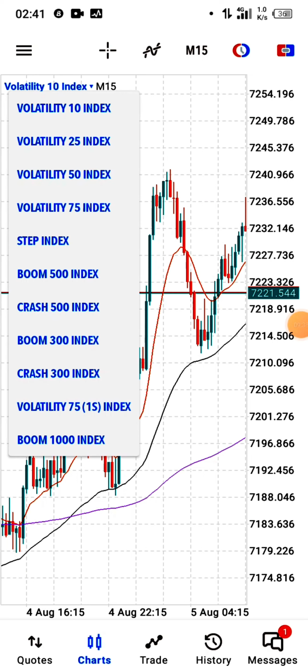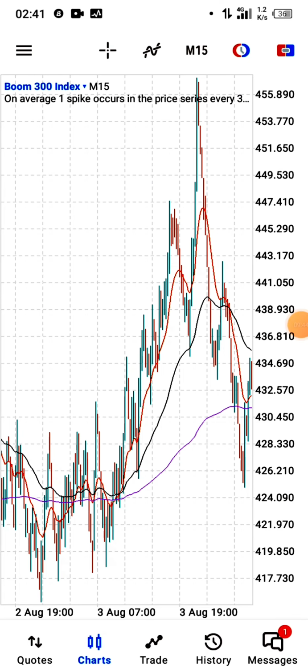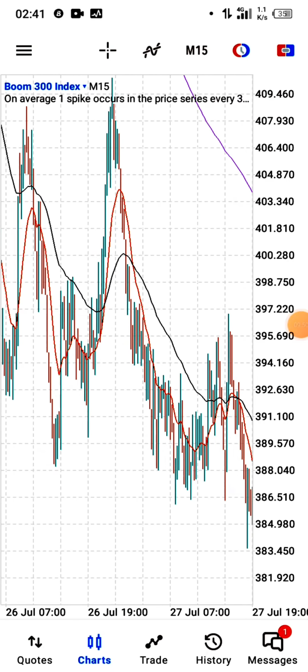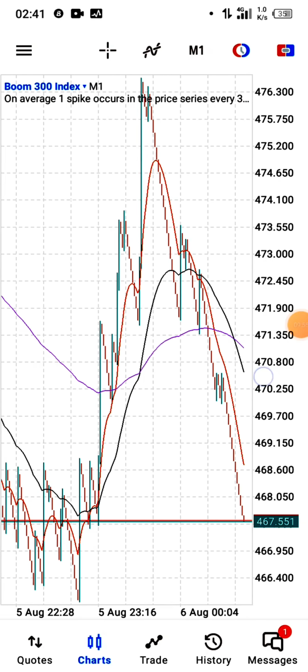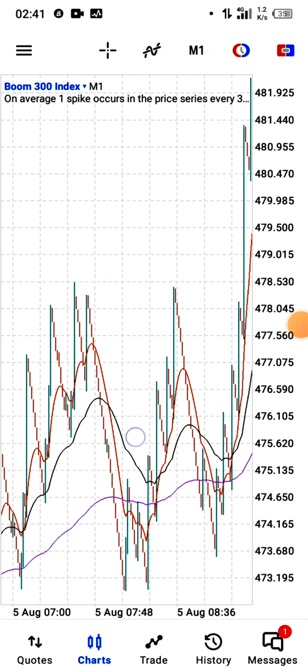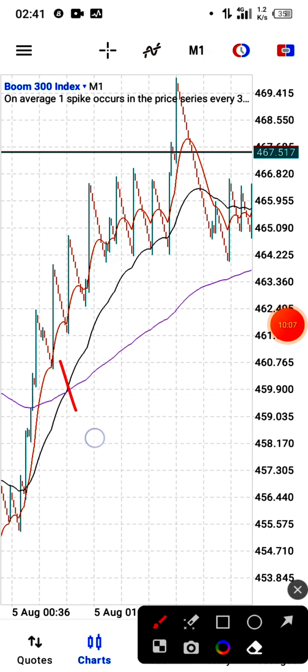Now let me go to Boom and Crash so that I can show you how this strategy works. For Boom and Crash, it's essentially one and the same thing again, but I just wanted to show you how you can catch spikes using this strategy. So right over here, I'm going to be dropping down to the 1 minute time frame. Let me check where the market was in an uptrend. So that's when we crossed.